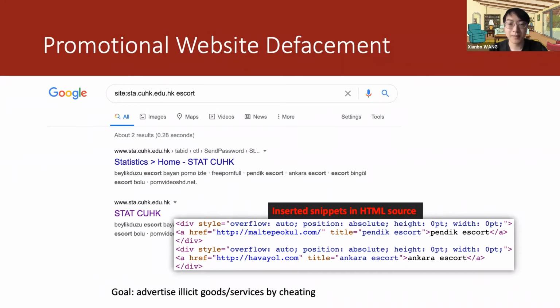So what happened? If we dig into the source code of the web page, we can see that there are some malicious code snippets likely to be inserted by some hacker. And their purpose is quite clear, to promote their illicit products by hijacking search engine traffic. This is a typical case of what we call promotional defacement, and is what we try to detect in this work.